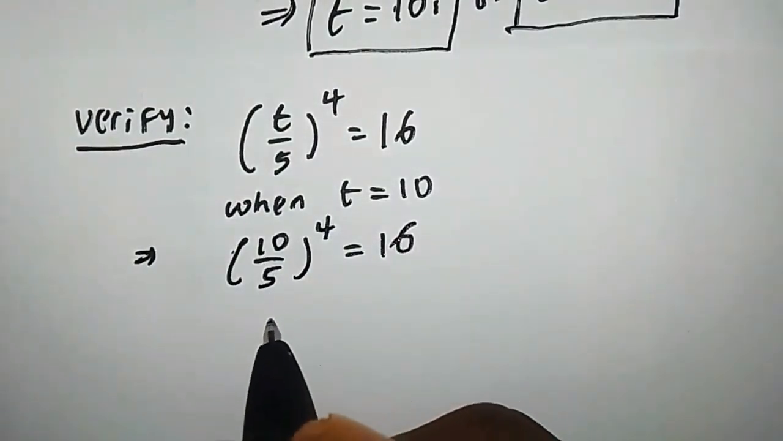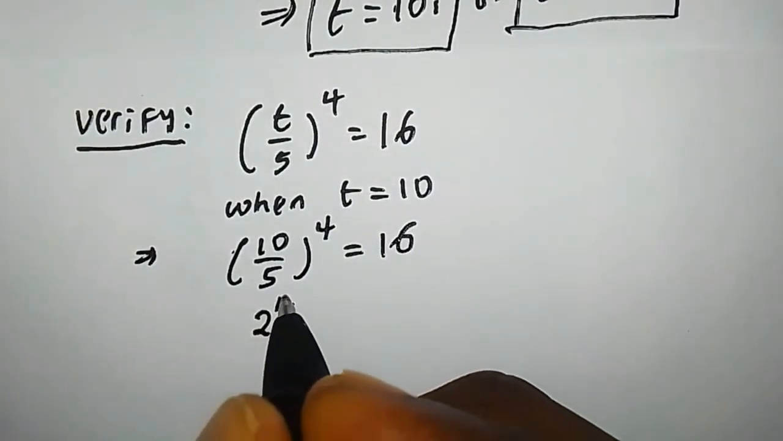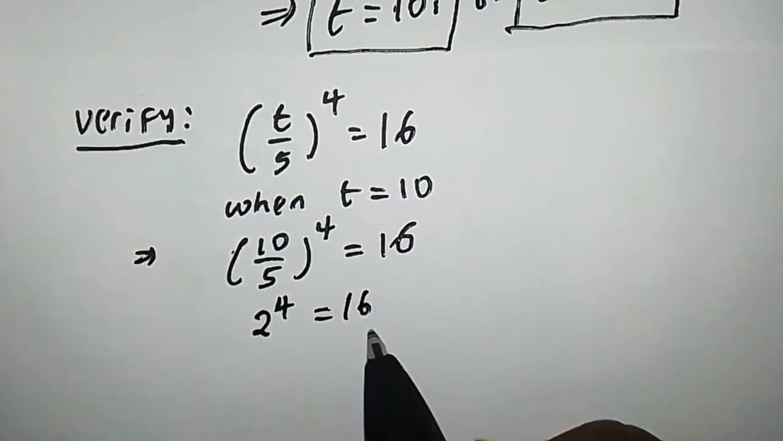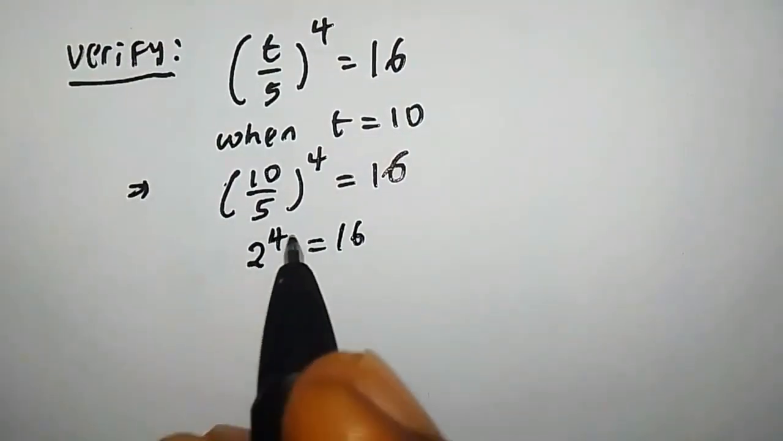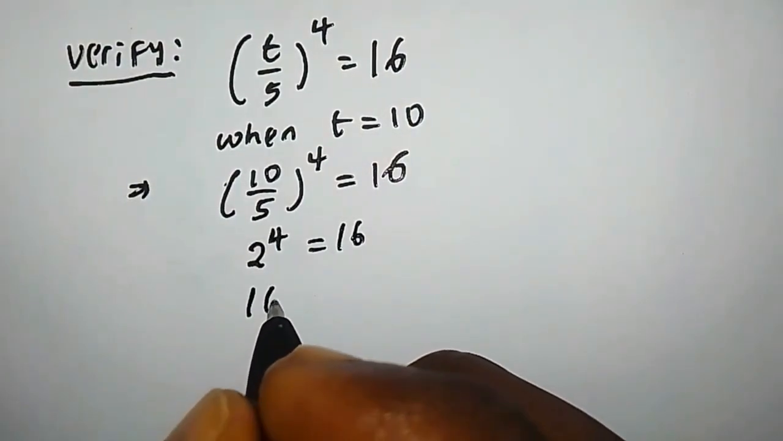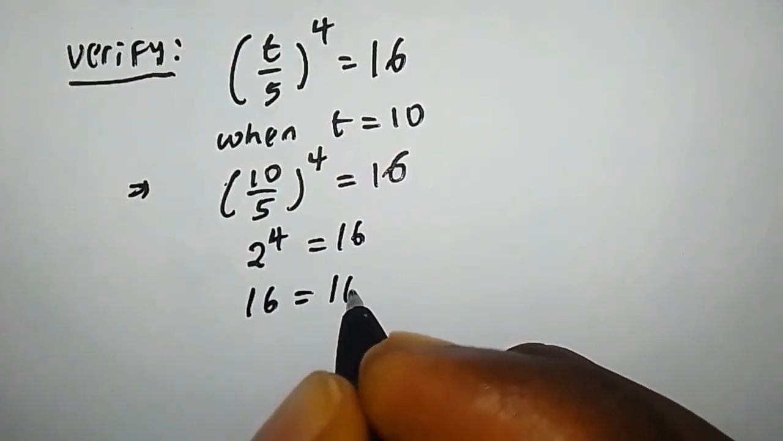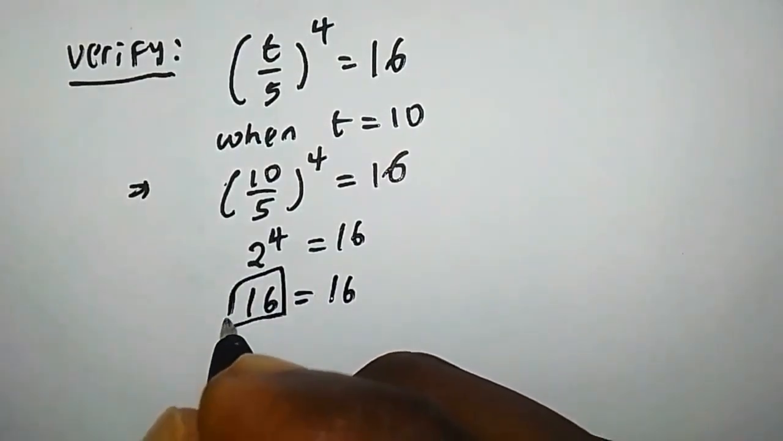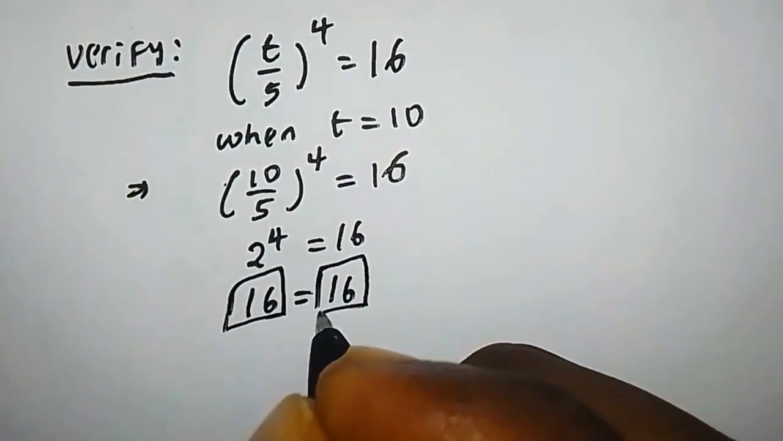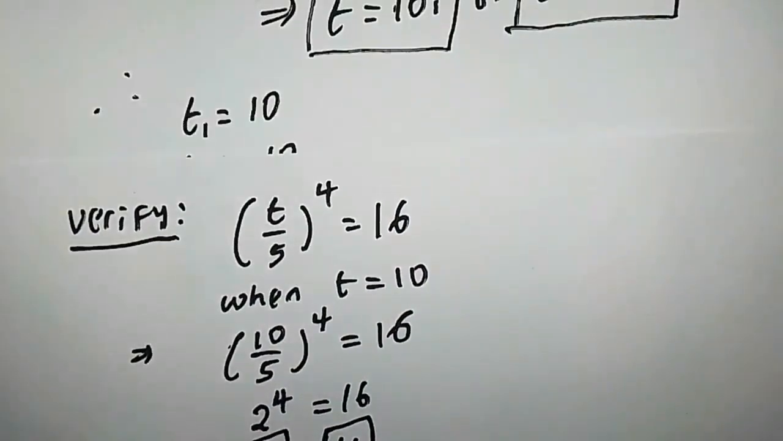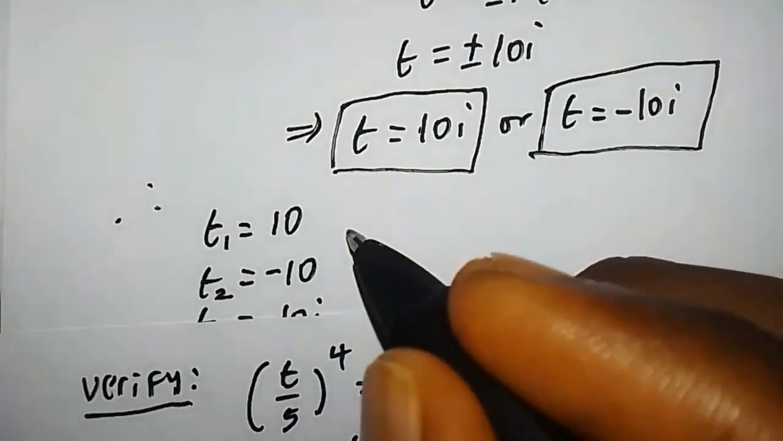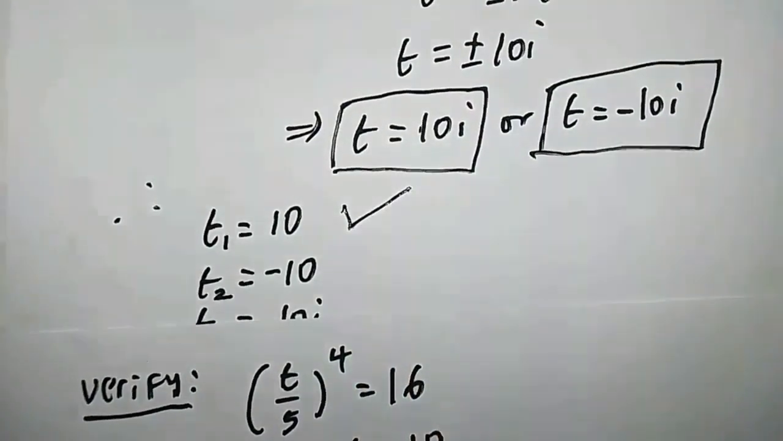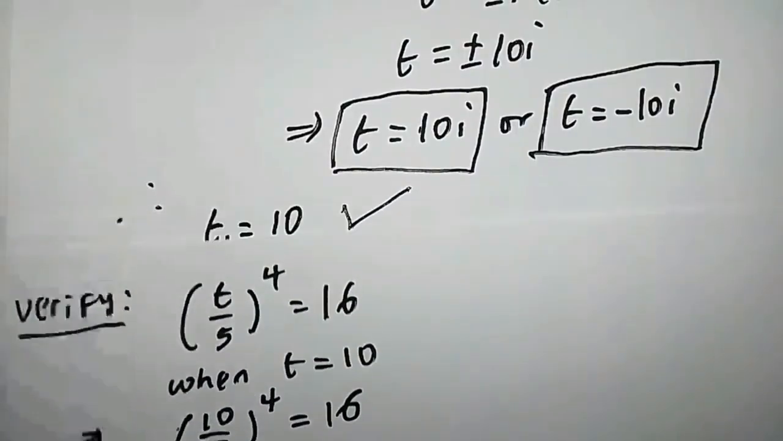10 divided by 5, that is simply 2 raised to 4 equal to 16. 2 to the power of 4 is what? That is simply 16 equal to 16. The left hand side is the same thing as the right hand side. That means the first answer is correct. t equals 10. Let's verify the second value.